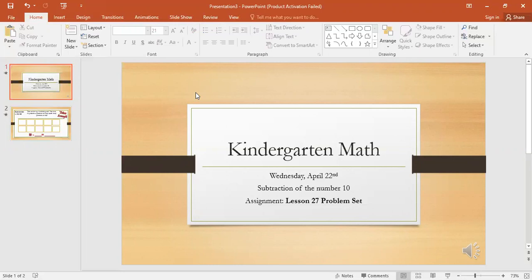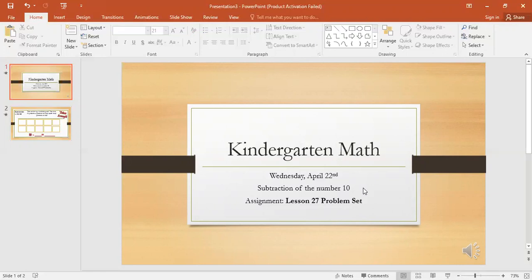Can somebody tell me what is different about 10 than our numbers that we have subtracted from in the last few days? What is special? What is different about the number 10? The number 10 has two numerals now. We have 10 ones. 6, 7, 8, and 9 all are one numeral numbers. Now we are subtracting from 10, which is a two numeral number.